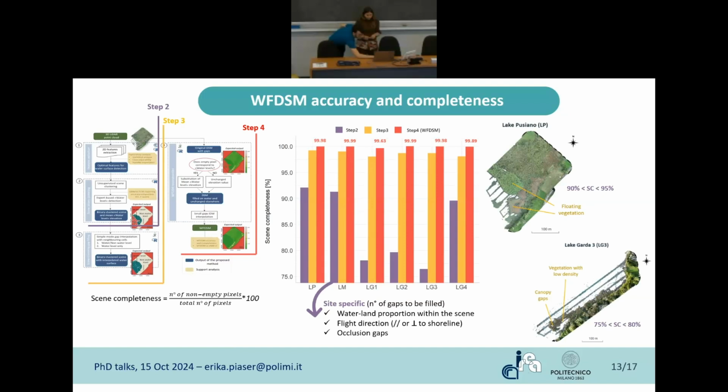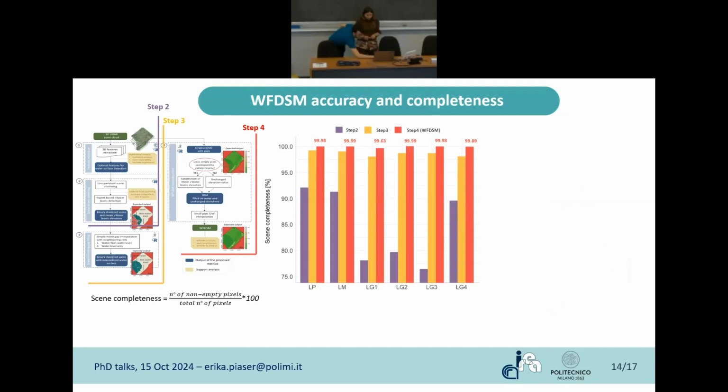scene completeness is lower. But as you can see from the bar plot, at the end of step 3, when the gap interpolation process is finished, you obtain more or less 97–98% of scene completeness. Even the scene completeness at the end of step 2 is different. This is a sort of hint about the transferability of the model and the fact that it's able to fill the majority of gaps over water. But at the end, we are able to reach almost 100% of completeness.